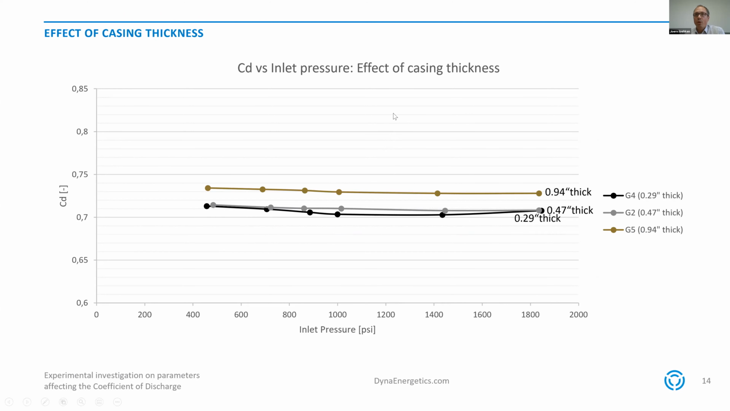It's a bit different when we look at the thickness of the casing. In this example, we made experiments with 3 different thicknesses from 0.29 inches over 0.47 inches up to 0.94 inches. And for the thickest one, we really see a significant deviation, also the trend in the data. And so we would say that thickness is important for the coefficient of discharge, and this is also in accordance with the theory presented on the introduction slide.